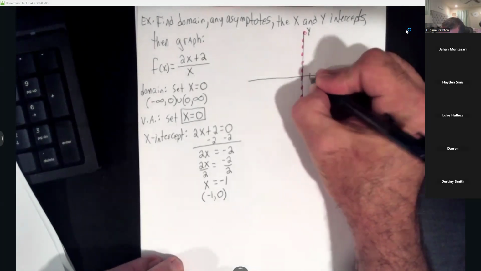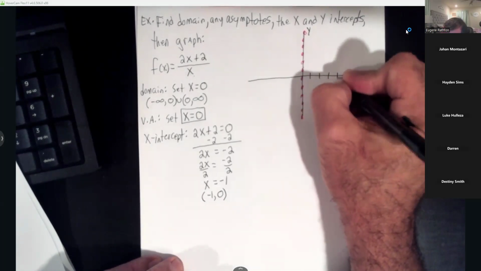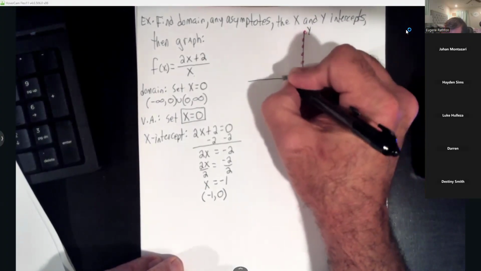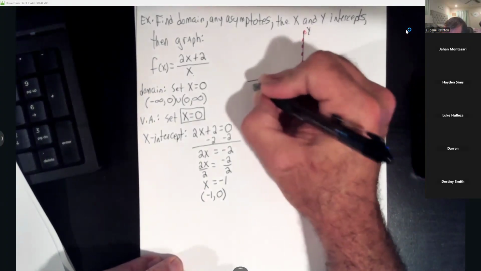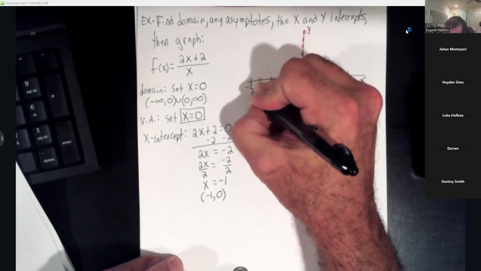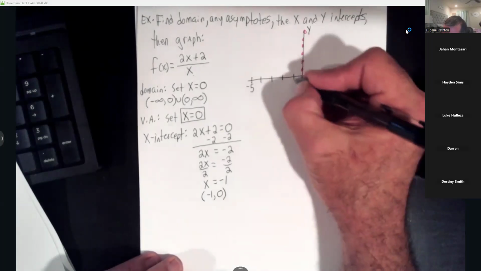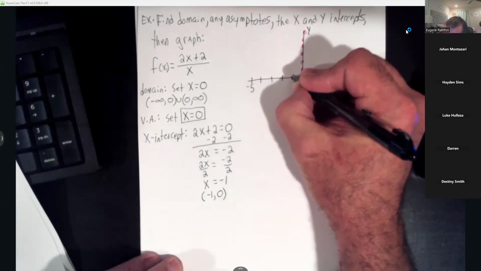So y'all, let me make this go out a little bit now so we can plot that. So I'm going to go 5 that way, and I'll go negative 5 that way. So I know for sure it's crossing right here at negative 1 on the x-axis.